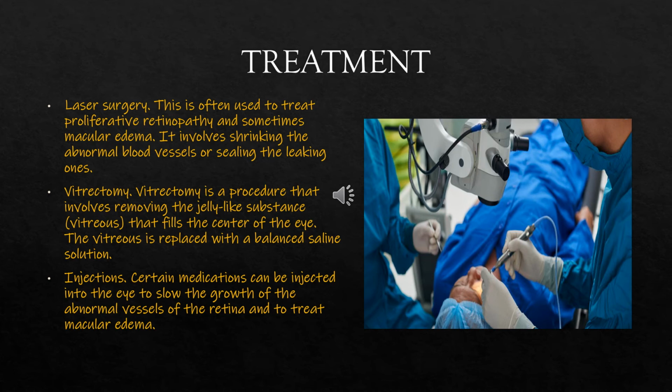Vitrectomy is a procedure that involves taking the jelly-like substance, so the vitreous, the clear fluid that fills the center of your eye. It's then replaced with a balanced saline solution. And then there are injections. They use certain medications to inject into the eye to slow the growth of the abnormal vessels of the retina, and then they also use those injections to treat the macular edema.